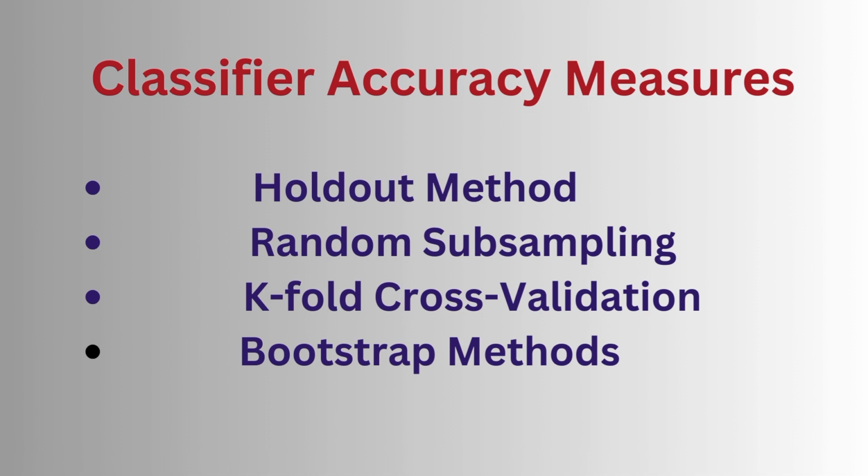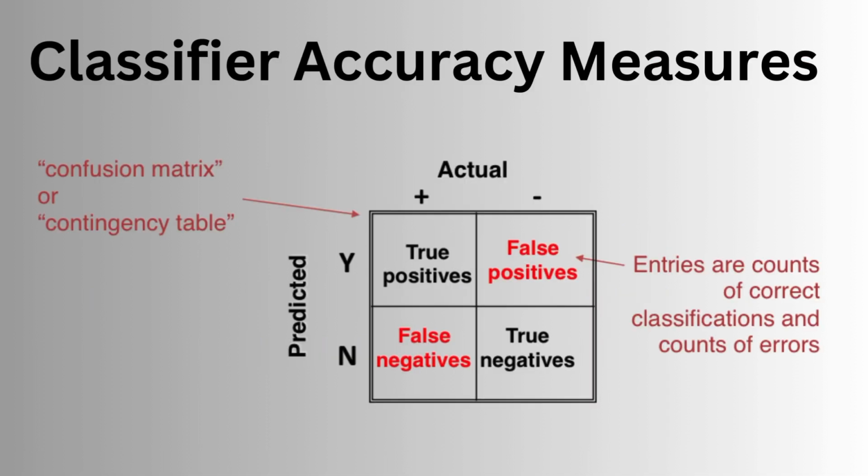And so next, classifier accuracy measures. Here are some of the methods of estimating the accuracy of the classifier: holdout method, random subsampling, k-fold cross-validation, and lastly bootstrap methods.